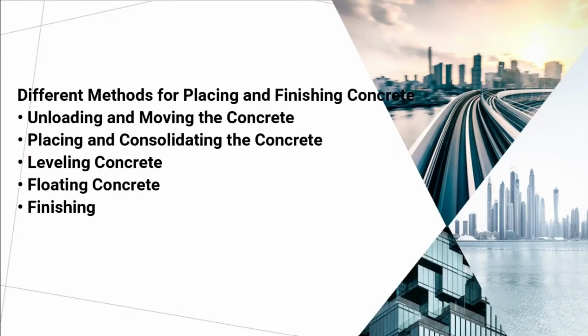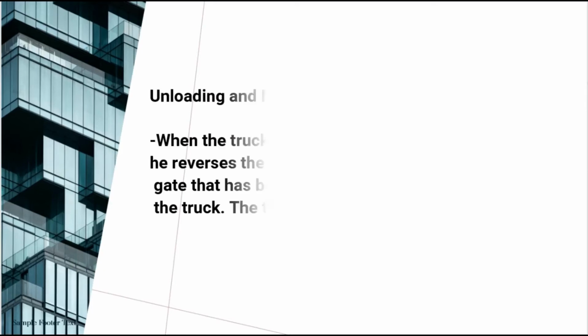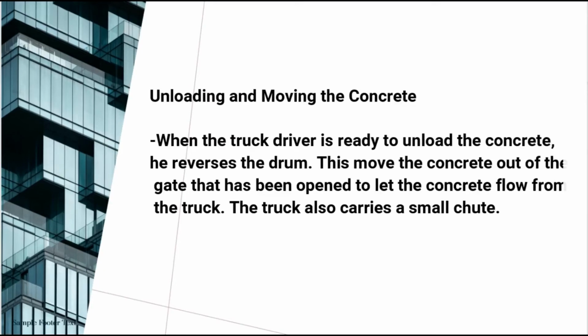Different methods: unloading and moving the concrete, placing and consolidating the concrete, leveling concrete, floating concrete, finishing. When the truck driver is ready to unload the concrete, he reverses the drum. This moves the concrete out of the gate that has been opened to let the concrete flow from the truck. The truck also carries a small chute. One end of this chute fits under the gate, and concrete flows into it. The chute slopes down from the gate to the ground. At the lower end of the chute there must be a container to hold the flowing concrete.